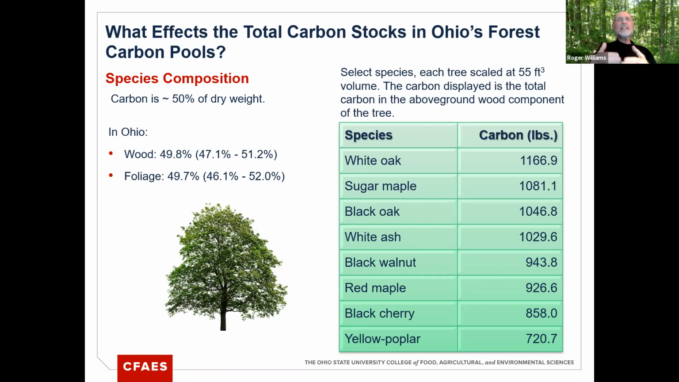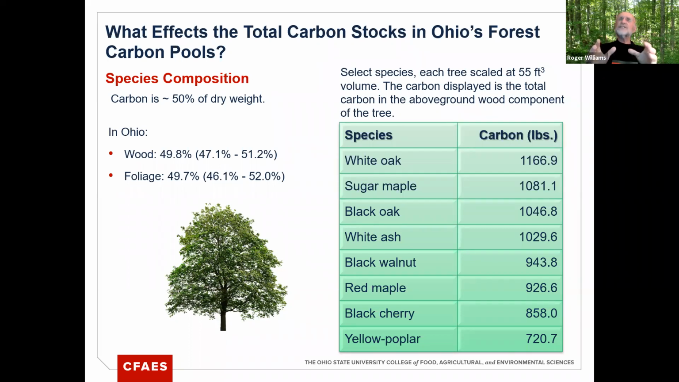So for an example, I pulled out some species that we commonly find here in Ohio and did a what if. What if we had these species, and we scaled them out at 55 cubic feet of volume?